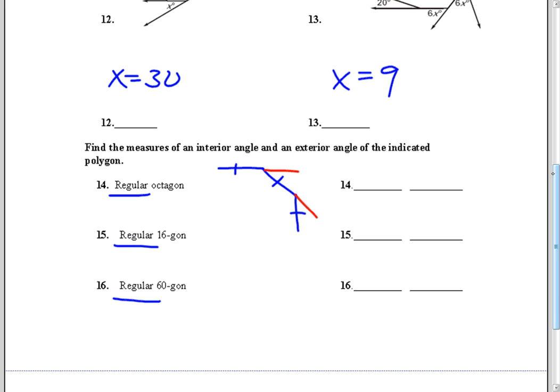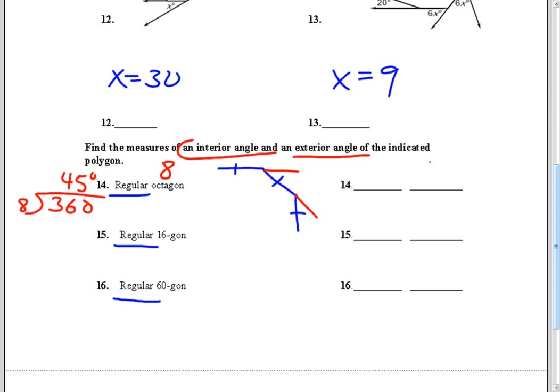How many sides in an octagon? 8. That's the only information you have. And on the side board, what are you supposed to be thinking for regular? Division. Is it easier to deal with the inside or the outside? Outside. What is the outside? 45.